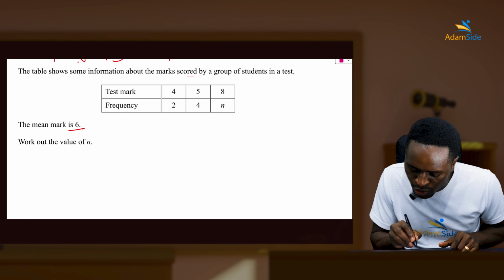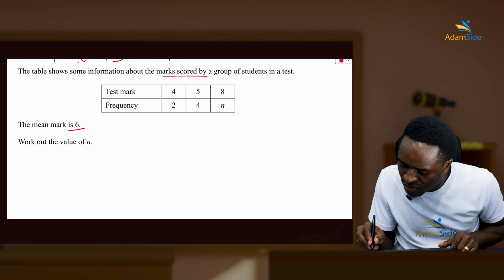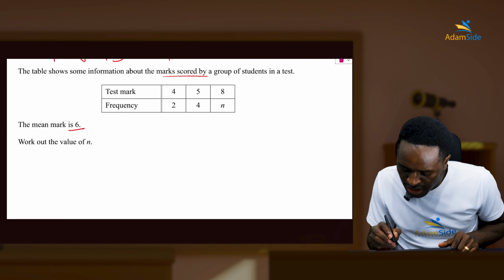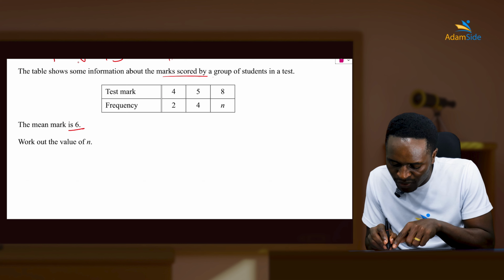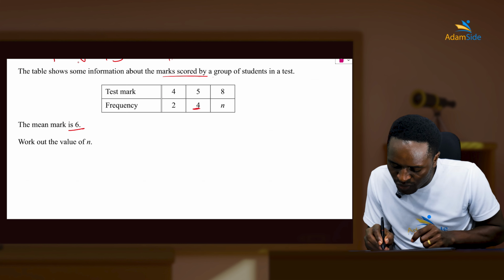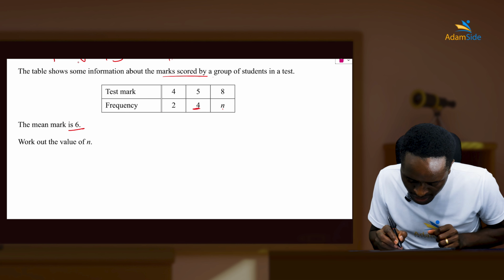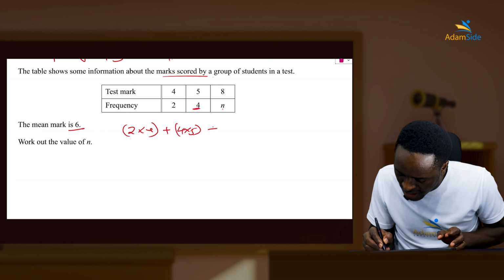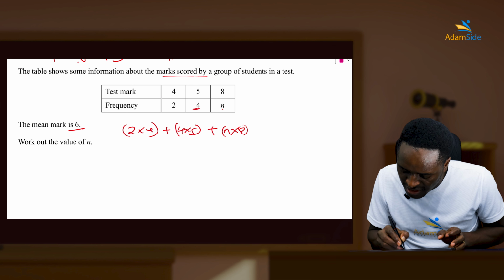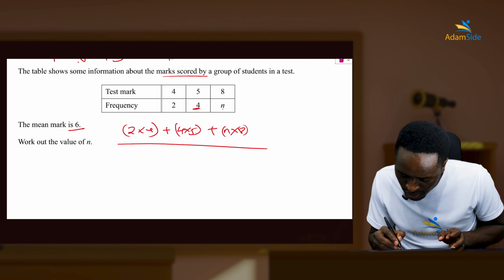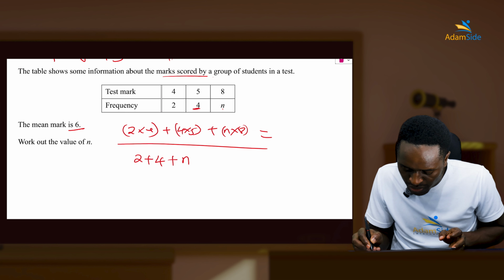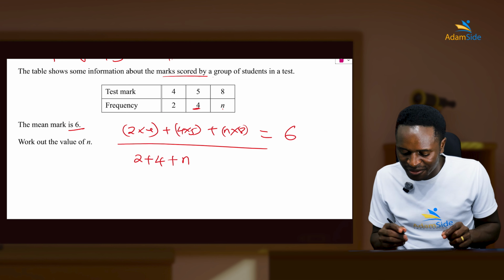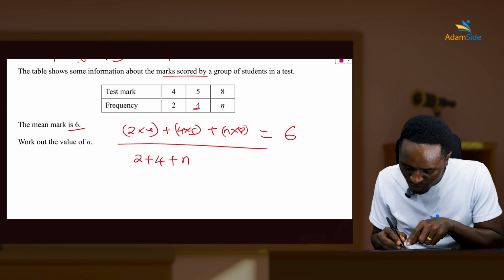The table shows some information about the marks scored by a group of students in a test. So we have 2 students who scored 4 marks, 4 students who scored 5 marks, and n students who scored 8. To get the total, we just say 2 times 4 plus 4 times 5 plus n times 8, then divide by the total frequency, 2 plus 4 plus n, which should be equal to the mean mark. That's it. Algebra being applied there.